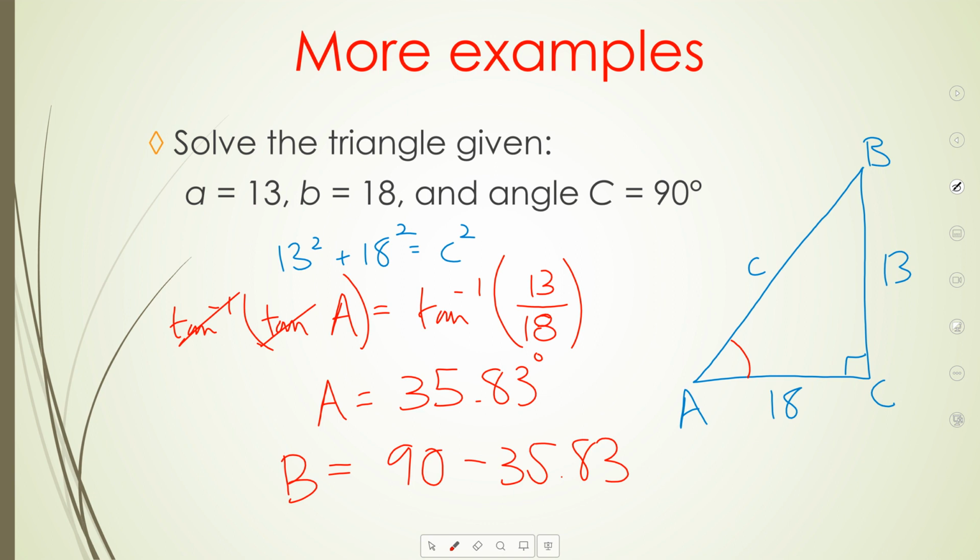How do I find the third side? What's that triangle look like? Is that value that I got for the hypotenuse actually longer than the other two? So notice when you solve this Pythagorean theorem, C better be bigger than 18. Okay?